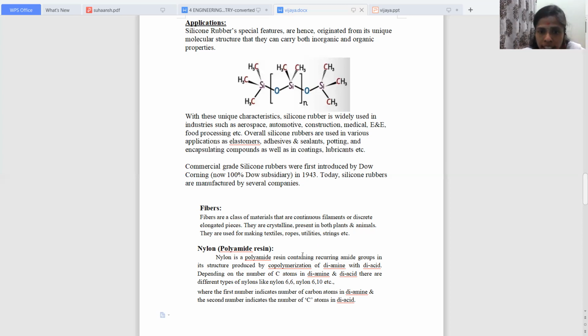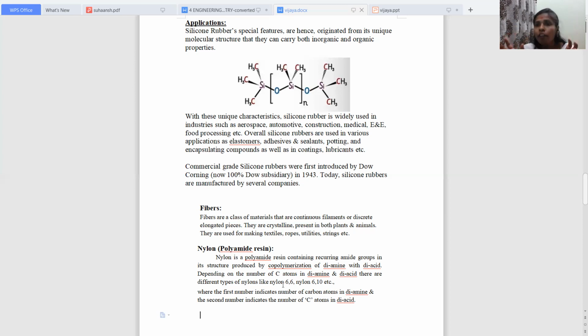Nylon is a polyamide resin containing recurring amide groups in its structure, produced by copolymerization of a diamine with a diacid. Both nylon 6,6 and Kevlar are polyamides, and both are synthesized by copolymerization of diamines and diacids. Depending on the number of carbon atoms in the diamine and diacid, there are different types of nylons. We don't have only a single nylon; we have various nylons depending on the two monomer units.